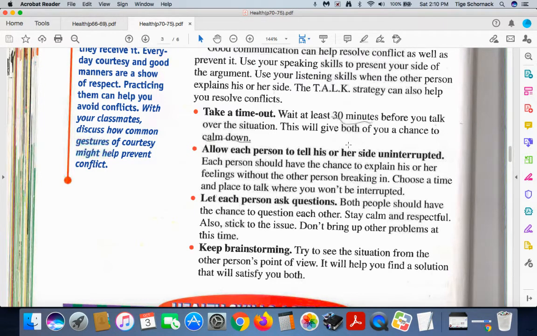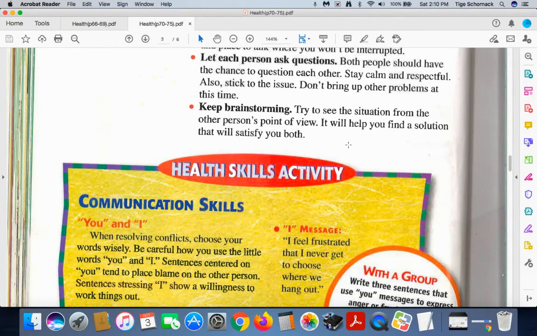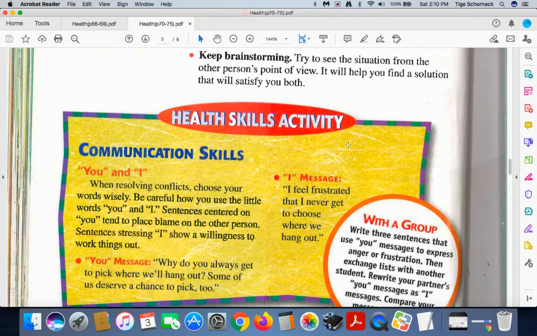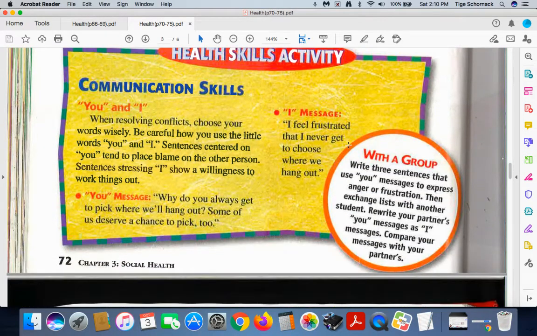If that doesn't work, then Tyke's going to go to Mrs. Gibbs or Mr. Roboto, if Tyke keeps acting that way. And then a way to hopefully resolve the conflict is not for Tyke to get ISS, which is in-school suspension, or OSS, which is out-of-school suspension, because neither of those resolves the conflict of Tyke not being in class and learning this stuff. So, communication skills.